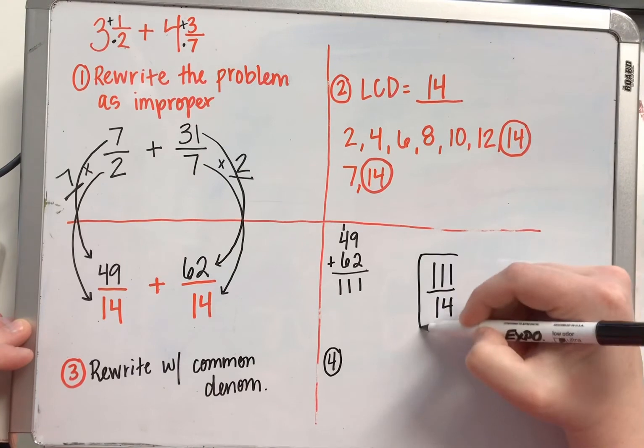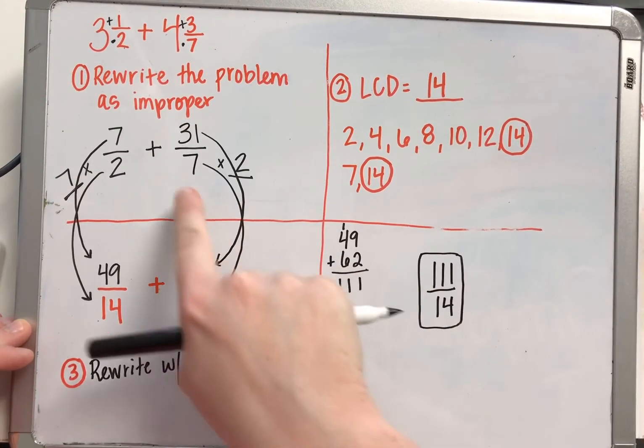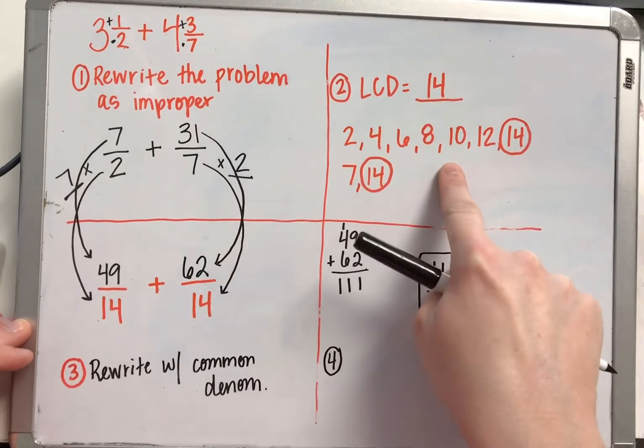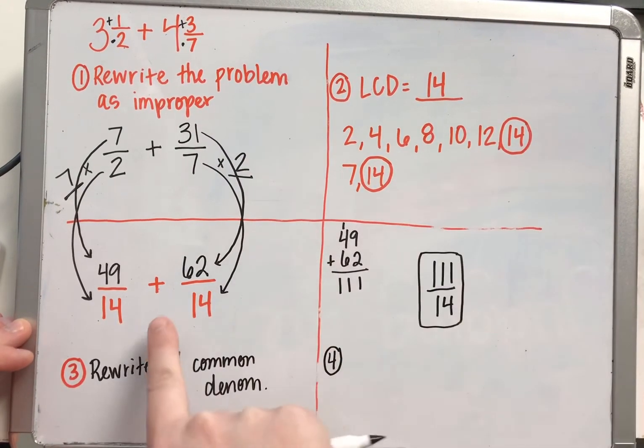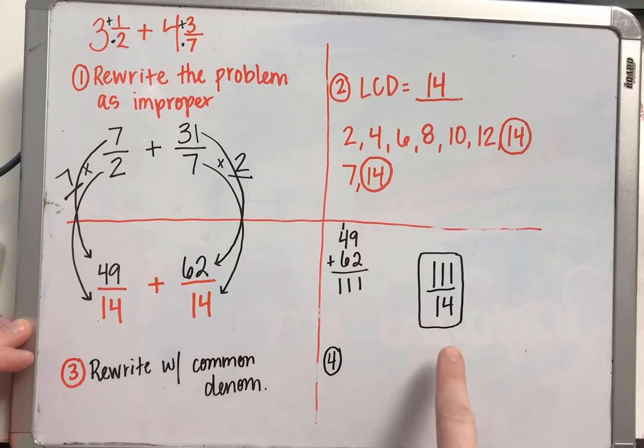Now, if you use this four square method, the steps are going to be the same every time. You're always going to make it improper, find your least common denominator, rewrite the fractions with that least common denominator, and then solve.